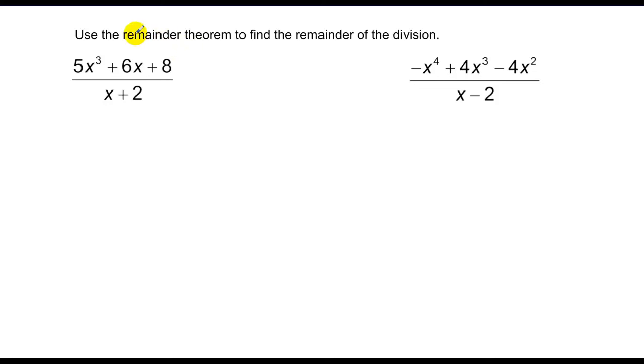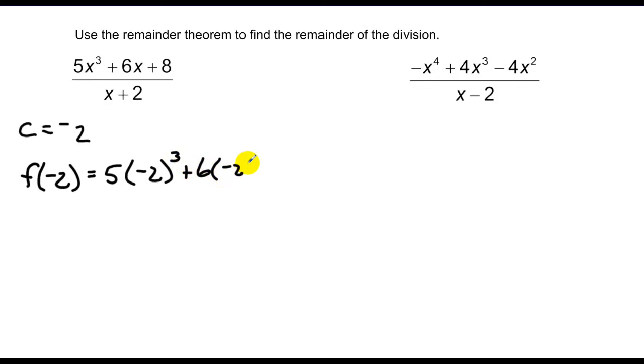So let's do the same thing here. We want to find out the remainder using the remainder theorem. We need to find c in each case. C is negative 2 in this case, so if I go f of negative 2, I get 5 times negative 2 cubed plus 6 times negative 2 plus 8. This gets me negative 40, negative 12, and 8. So I have negative 52 plus 8, which is going to equal negative 46, and that's my remainder.